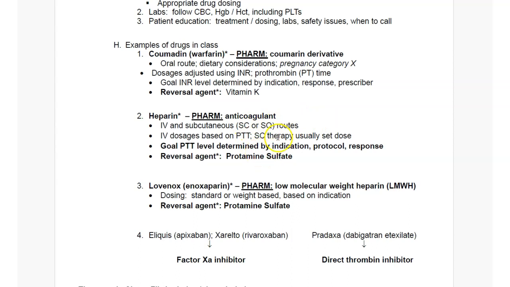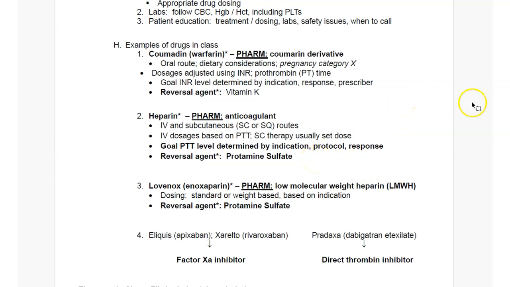Anyhow, subcutaneously, usually the dose is set. We don't really use the PTT to adjust it, only if we're adjusting the IV dosages. Now, the goal PTT level is, again, determined by the indication, the protocol, and the patient's response. And the reversal agent for this medication, if we happen to give too much of it, or the patient starts developing bleeding or overdose, is protamine sulfate. So protamine sulfate is the reversal agent for heparin.